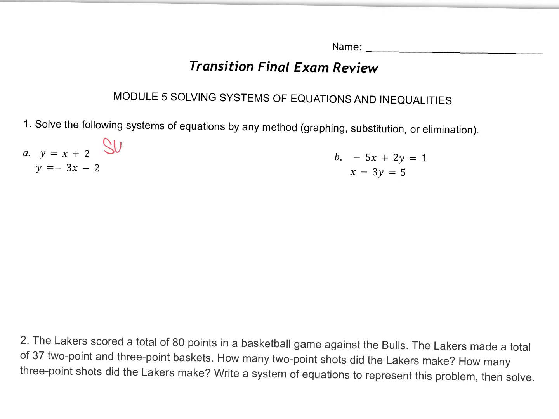So the first one I'm going to do is substitution. Substitution is when you get one of the variables isolated, so you can plug it in for that variable in the other equation. And in our first example, y equals x plus 2 and y equals negative 3x minus 2, the y's are both isolated, so we can go ahead and set them equal to each other to solve for x. So I'm going to add 3x.